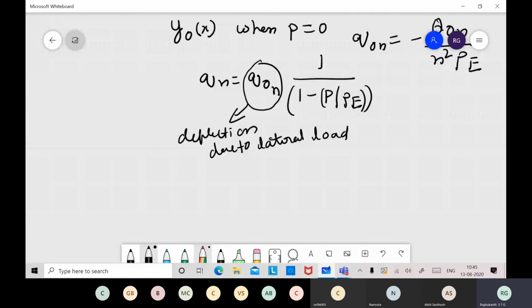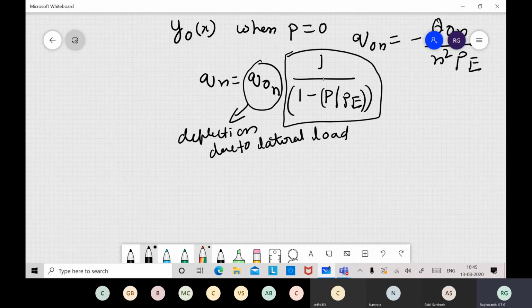What happens is, when the axial load is applied, this gets amplified. So this quantity we call the amplifying factor, or magnification factor also.